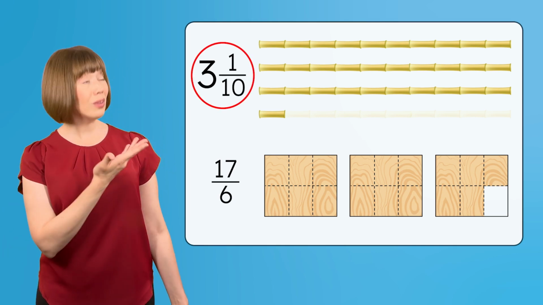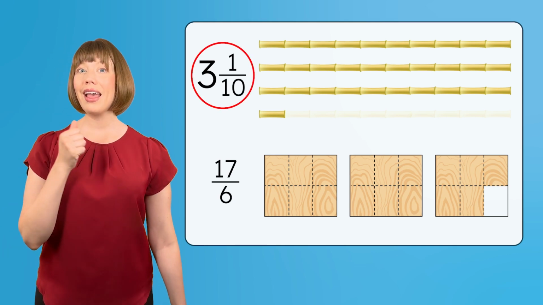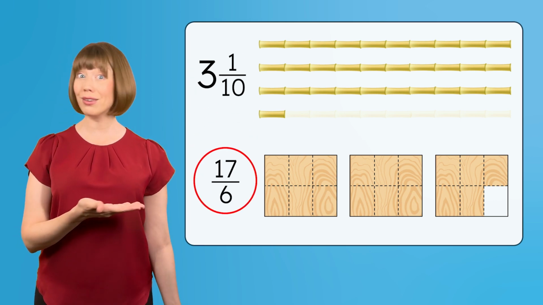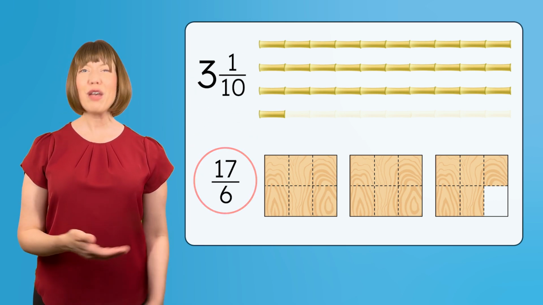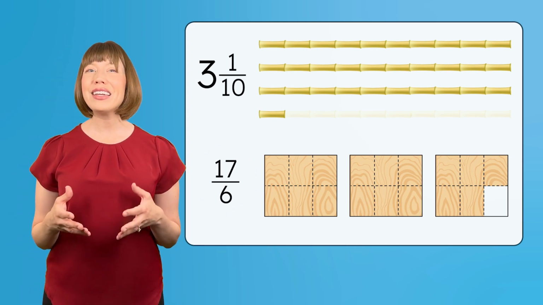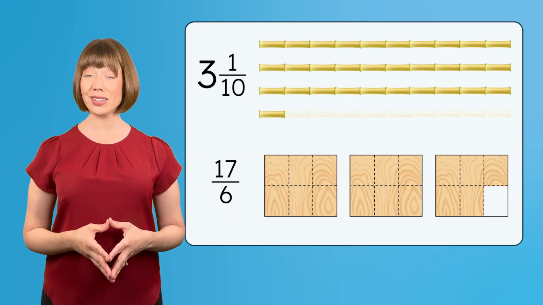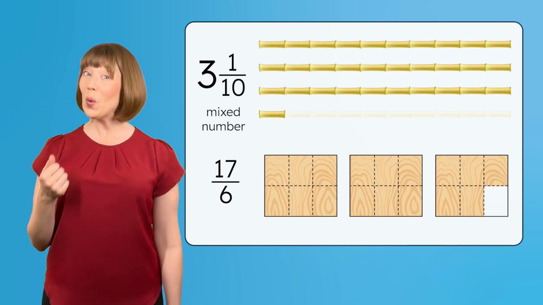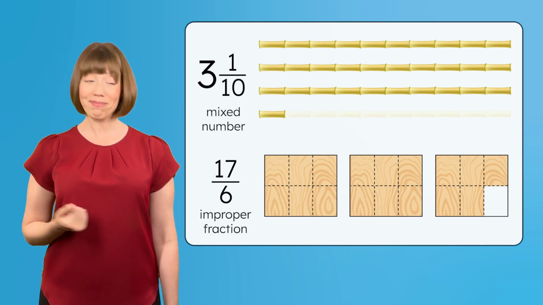One is a whole number and a fraction, and the other is a fraction with a numerator that's greater than the denominator. Fractions that are greater than 1, like these two, fit into one of two categories. They can be a mixed number, like this one, or an improper fraction, like this one.